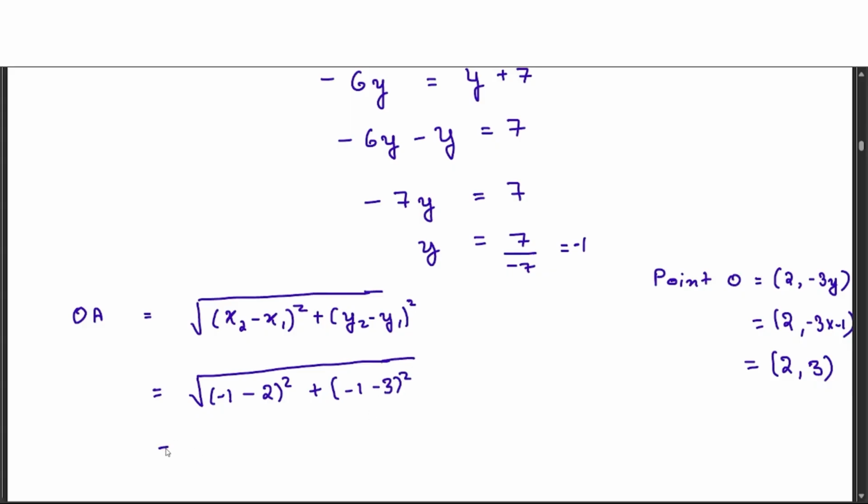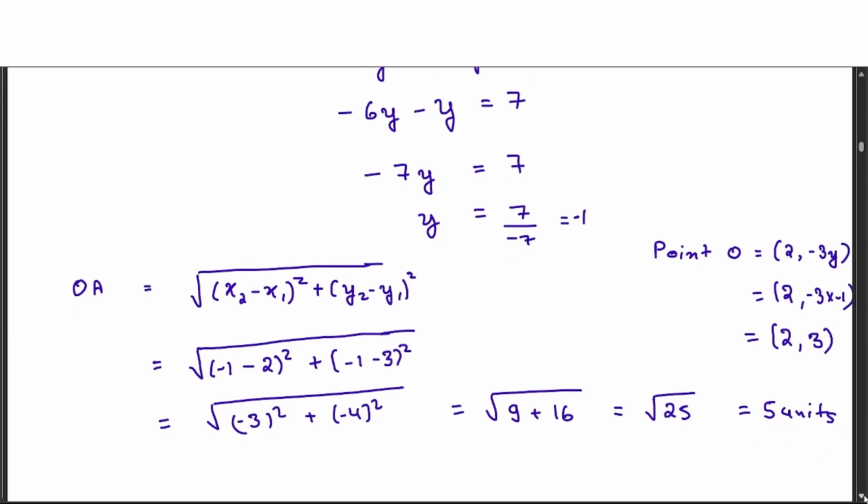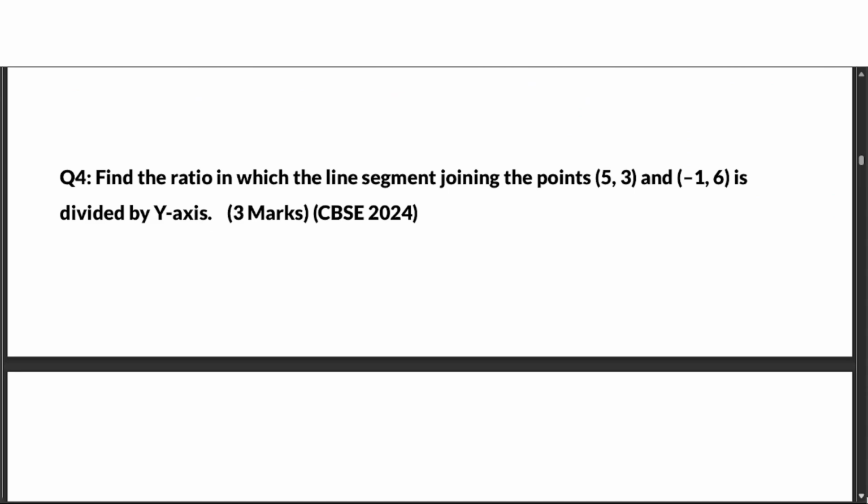Now after that you can solve this one. So minus 1 and minus 2, we will get minus 3 whole square, and minus 1 and minus 3 you will get minus 4 whole square. So which means you will get 9 plus 16, so this is square root 25, which means you will get 5 units. So your radius is equal to 5 units. Hope you understand this one. So very easy question.